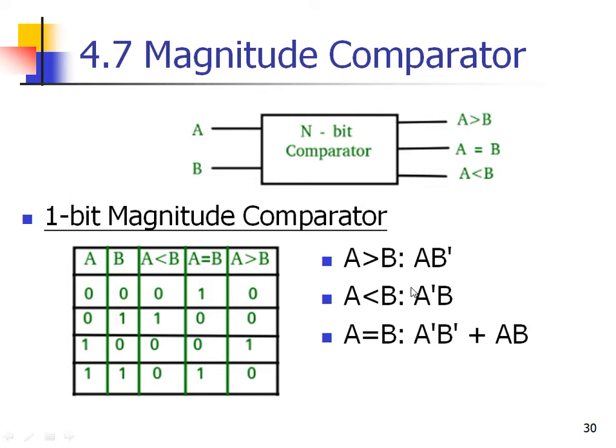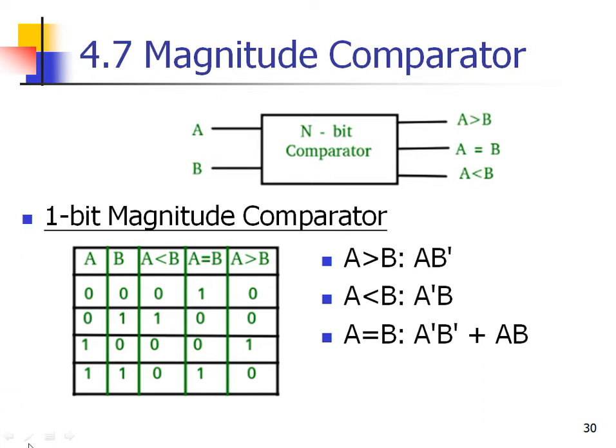Video is on magnitude comparator. Initially, let us start with an n-bit comparator. Let us see how it works. In an n-bit comparator, if a and b are the two inputs, each of n bits, from the n-bit comparator we need to identify if a is greater than b, or if a is equal to b, or if a is less than b.